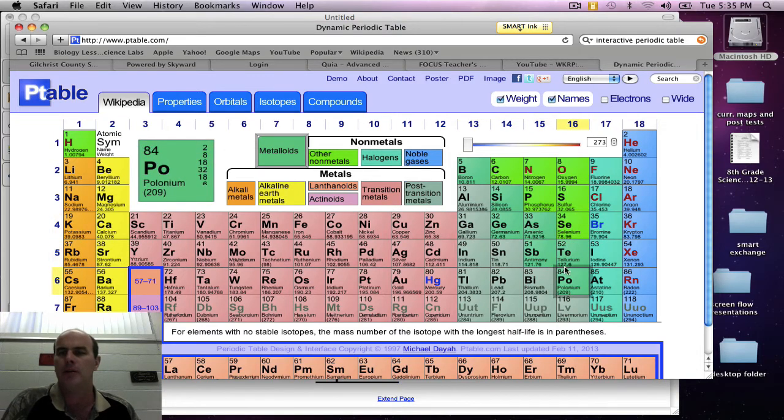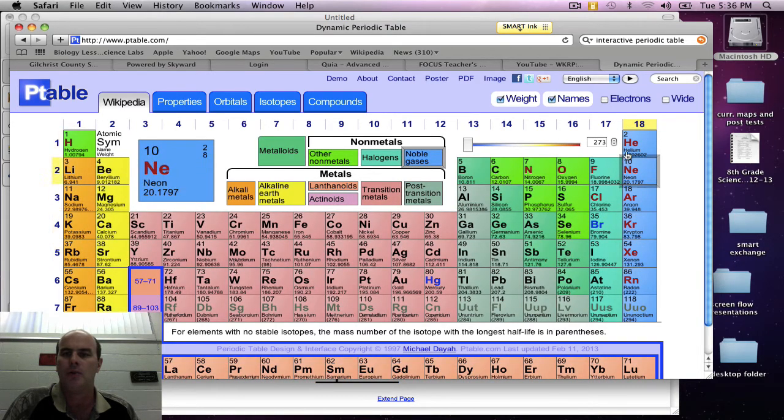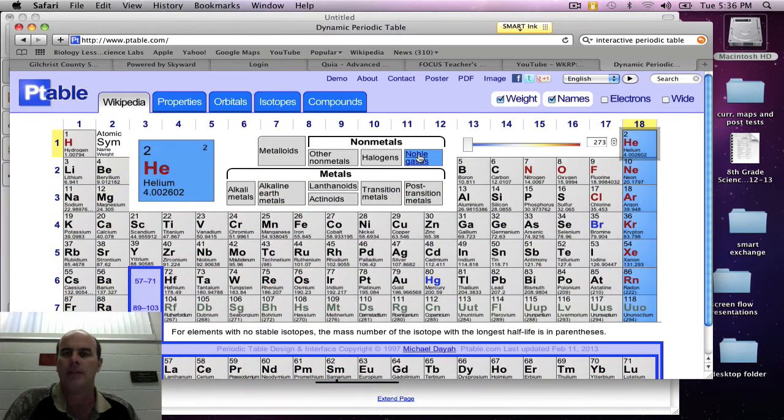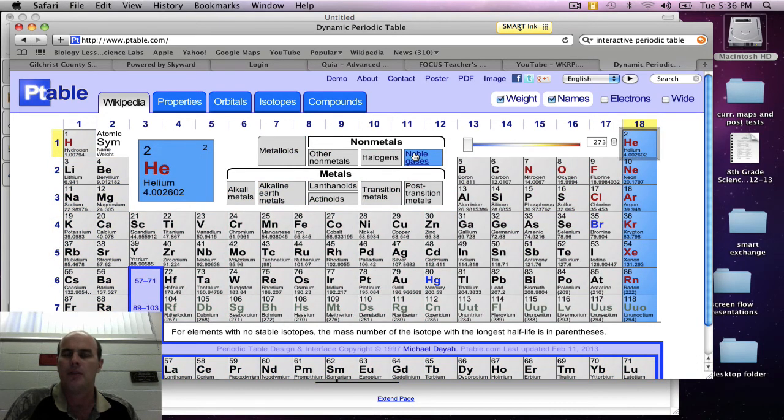Now, the periodic table also is arranged in these groups here, okay? And so, for example, group 18, you see, is called the noble gases, and all of these elements underneath it have similar characteristics and properties, okay? So it's kind of like, we call them families because they're related, okay?